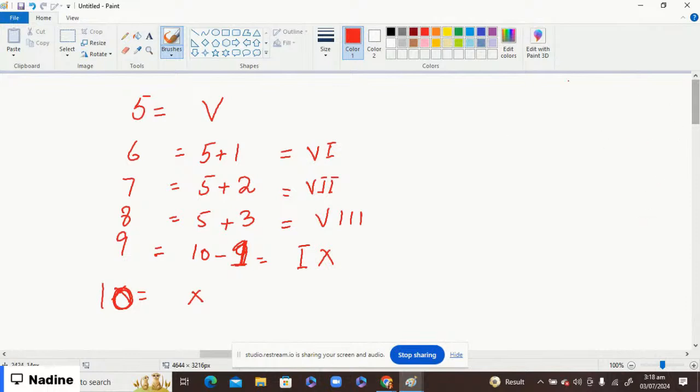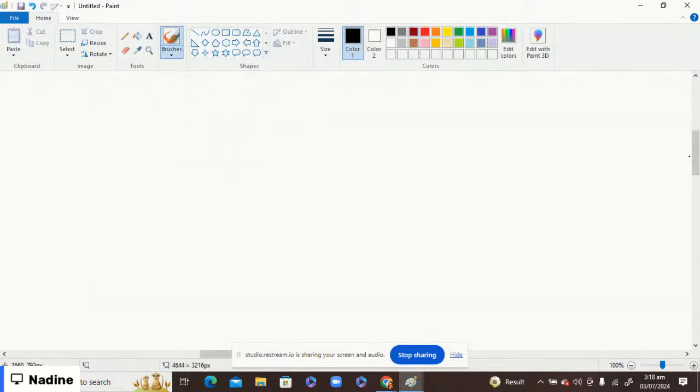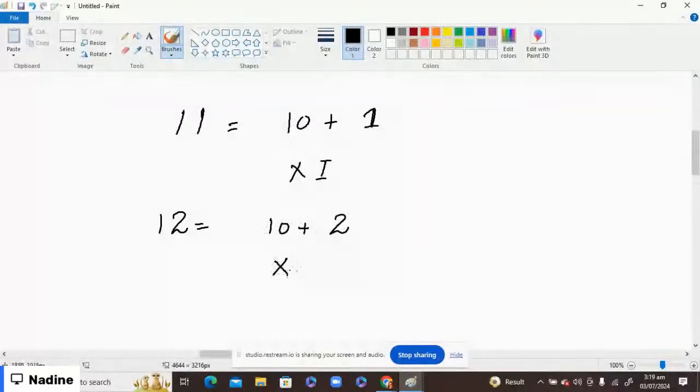Now look for 11, 12 and all those numbers. So how can we write it down? So for 11, how can we write? It's 10 plus 1. So what is 10? It's X, and 1 is 1. Now for 12, how can we write it down? 10 plus 2. Okay, just like X, and here are two lines. Same as for 13, 14, 15. Now let's write for 15. 10 plus 5. It's X and V.